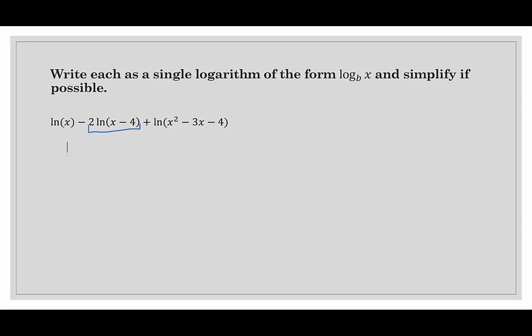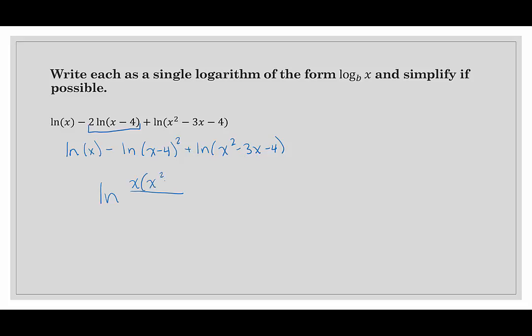So we could rewrite this as ln of x minus ln of x minus 4 quantity squared, the whole argument gets squared, plus ln of x squared minus 3x minus 4. Okay, now let's rewrite these as one single logarithm. So I have one single ln. I see subtraction, so I know I'm going to have division here. Okay, what arguments go in the numerator? x will go in the numerator, and anything that has a plus sign in front of it. So this plus sign indicates that x squared minus 3x minus 4 will go in the numerator.